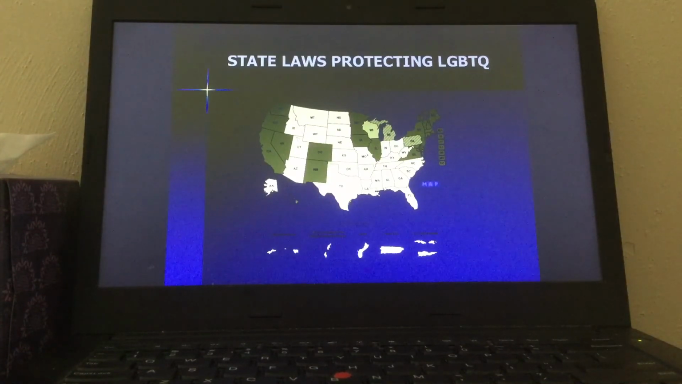And the latest state to join that map is Virginia. The Virginia legislature, when the Democrats took control, passed a law saying it's illegal for a business to discriminate on the basis of sexual orientation and gender identity, and the governor signed it. And so this was just earlier this year in 2020 that Virginia joined that list.